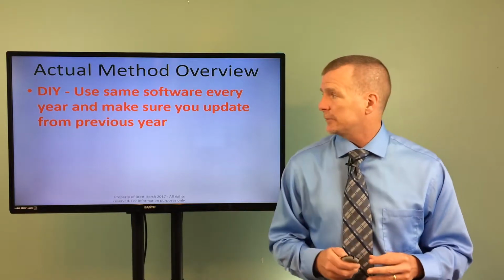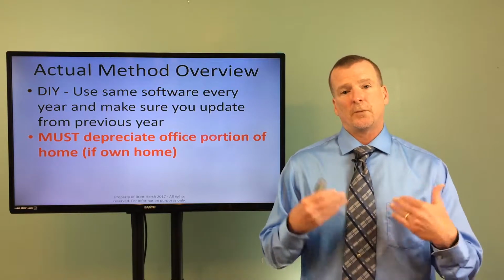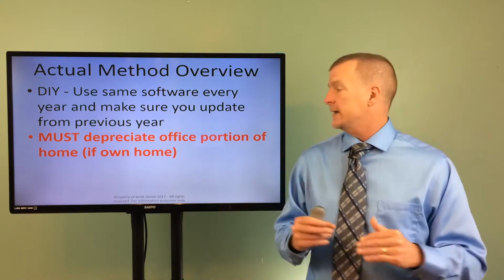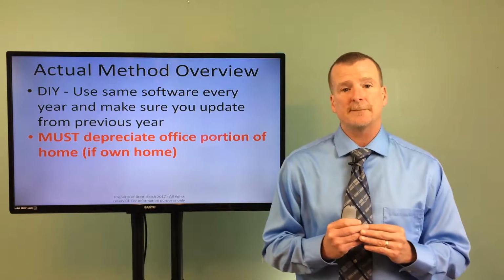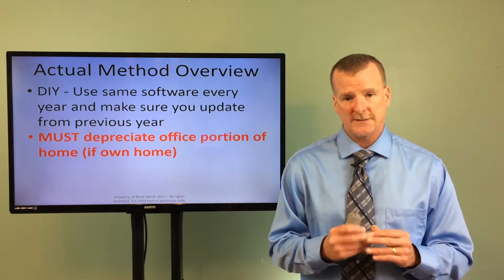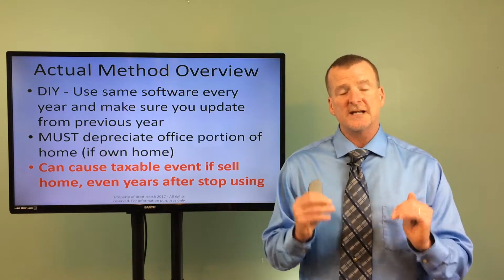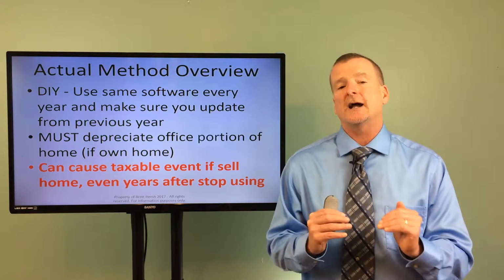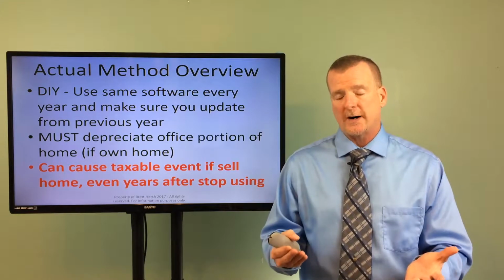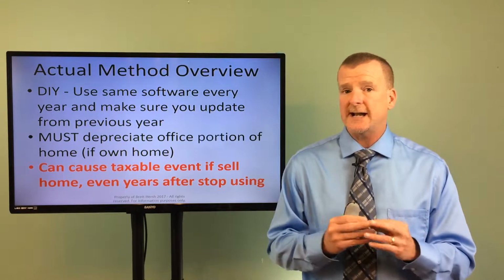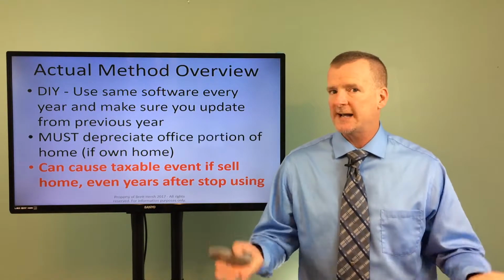So make sure you update from the previous year. I also want to point out that you must depreciate the office portion of your home if you own a home. You must depreciate that portion of your home office. This can cause a taxable event in the event that you sell your house, even years after you stop using your house as a home office. It will probably create a taxable event when you sell your house if you sell it at a gain.